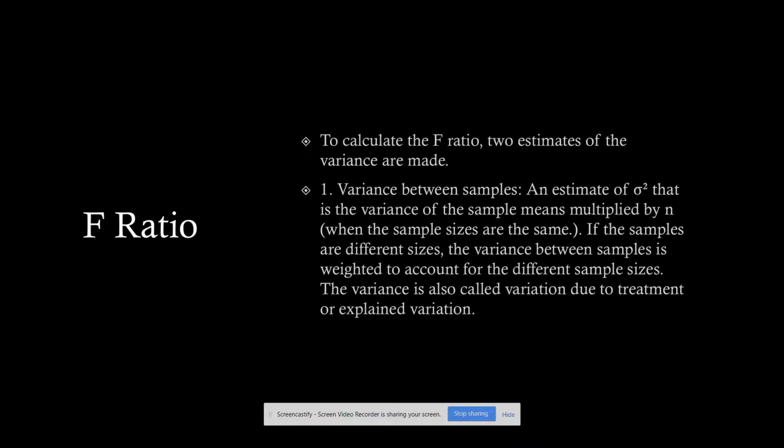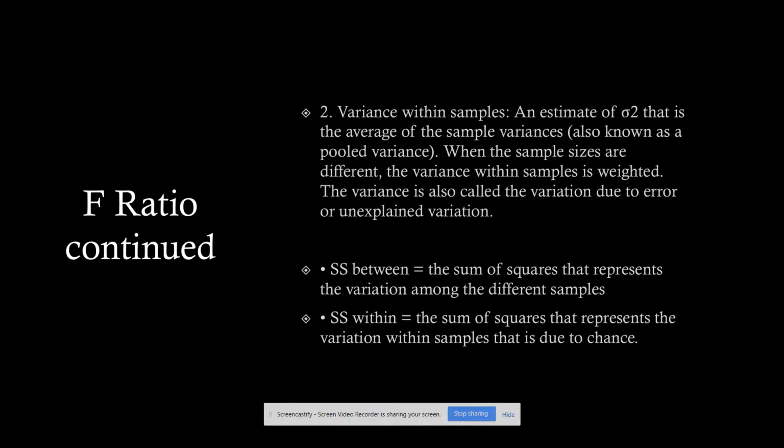To calculate the F ratio, you have two estimations of the variance. Like I just said before, the variance between the samples. All that means is if samples are different sizes, the variance is weighted accordingly to the different sizes. And then the variance within the samples, that's the sample itself. And if it's a different sample size, it's going to weight it accordingly. The SS between is the sum of squares that represents the variation among the different samples, and the SS within is the sum of squares that represents the variation within the samples, and that's due by chance.